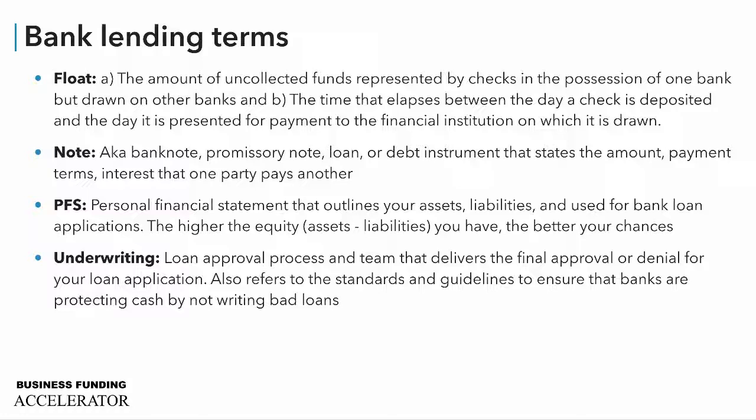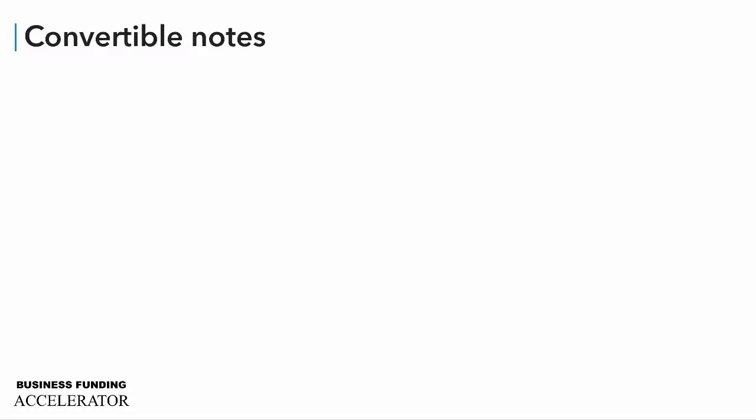Underwriting is the loan approval process and the team at a bank that delivers the final approval or denial for your loan application. It also refers to the standards and guidelines that a bank will have to ensure that banks are protecting cash by not writing bad loans to people who aren't going to pay them back. So just know that many times a banker will say, hey, listen, I'm not going to be able to get this through underwriting. We need to see a stronger financial statement or a stronger credit score or even a cosigner on the loan. So that's the underwriting process.